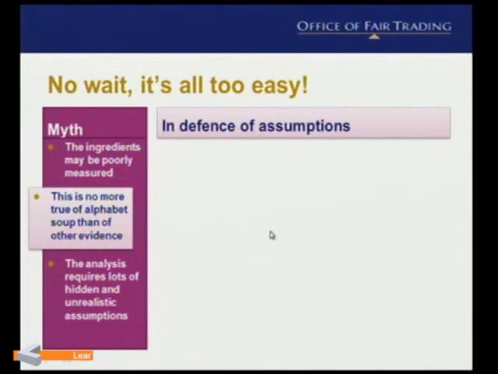And breaking that down, there are two different concerns, that the ingredients may be poorly measured. It's difficult to measure diversion ratios and margins, and I think that's true. But it's no more true of the ingredients of alphabet soup than it is of other types of economic evidence or other types of qualitative evidence. The fact is, we know it's hard to do this, and that's why we're circumspect about looking at this kind of evidence. That is not a reason not to look at this kind of evidence.